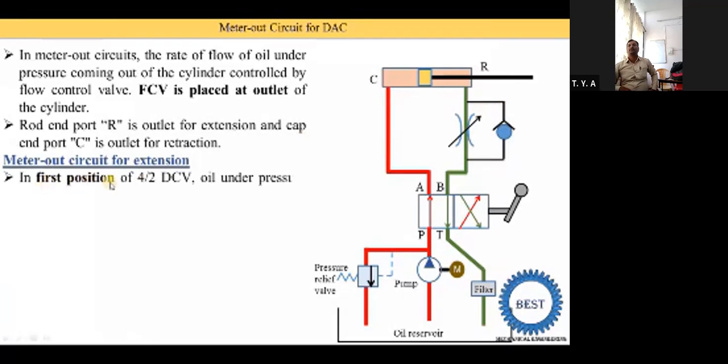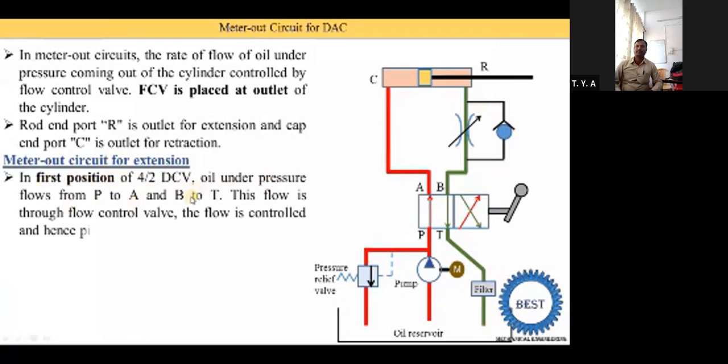Now in the first position of the 4/2 DCV, oil under pressure flows from P to A and B to T. Here you see this is the first position. The P port is connected with A, so oil is supplied from the A port. When the oil is supplied from the A port, it enters the C port and the piston extends. At that time the oil present on the rod side is pushed back.